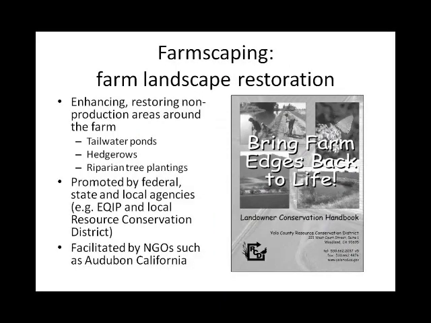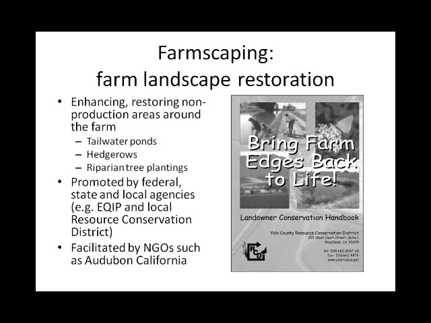Next slide, please. So in our county, Yolo County, in Central California, fairly near Sacramento, we've had a lot of interest in this idea of bringing farm edges back to life. And here's a handbook. You can get this off the web. And the idea of farmscaping is that we want to look at a farm as more of a landscape and not just farm fields, and look at ways to restore some of the functions of those edges.